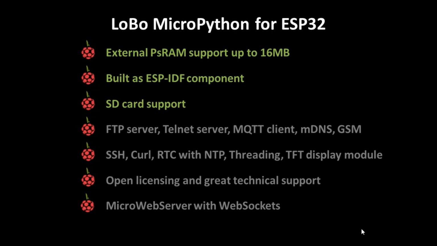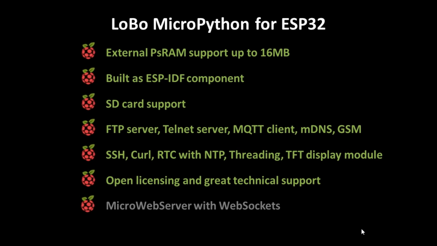The LoBo firmware comes with many built-in modules implemented in C, which improves performance and saves memory, such as an FTP server, Telnet server, MQTT client, mDNS, and GSM. Additionally, there's an SSH, curl, a real-time clock with NTP synchronization, threading, a performant TFT display module, and much more. I believe all the code in the LoBo library is either MIT or Apache licensing.